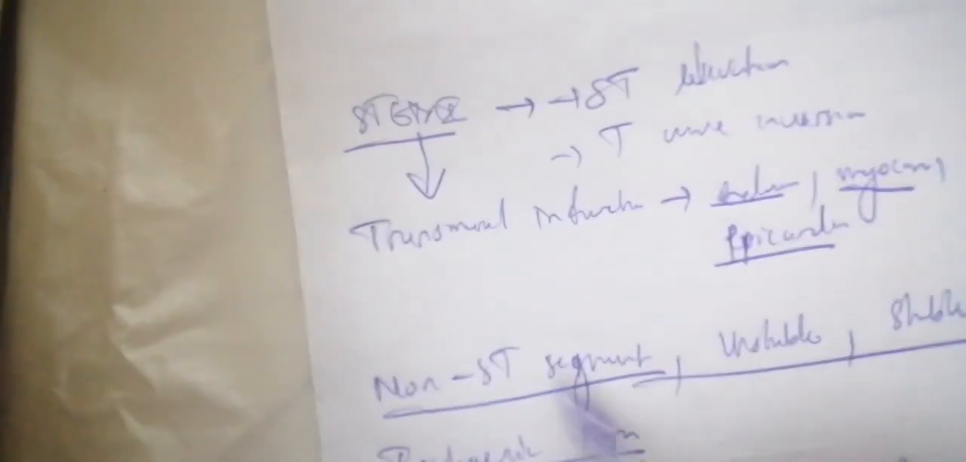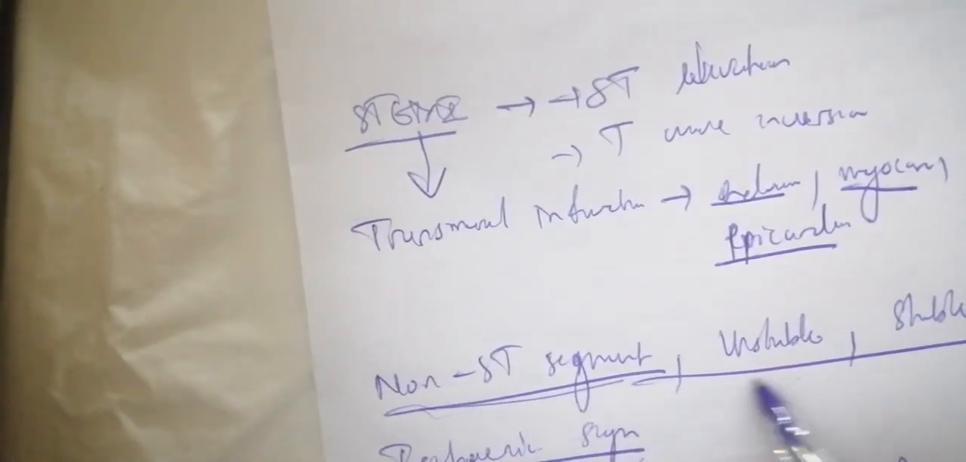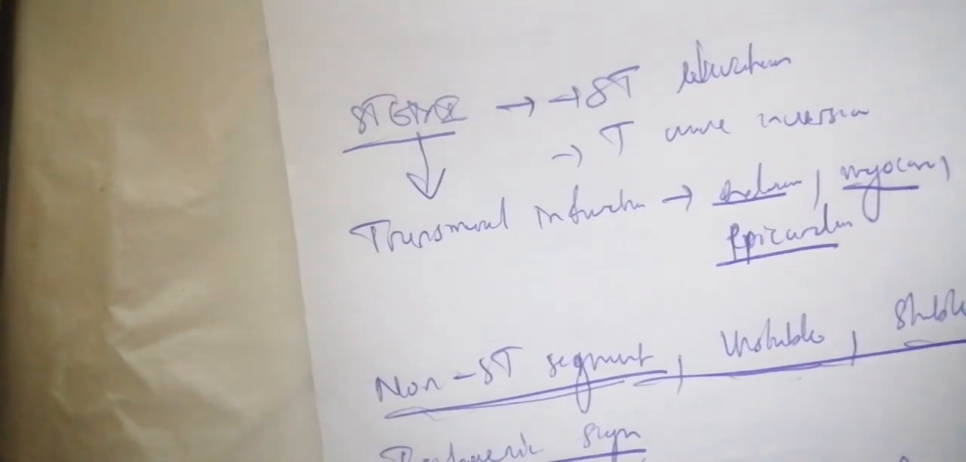Now, the question is: since non-ST segment elevated myocardial infarction, unstable angina, and stable angina all show the same ischemic signs, how do you distinguish them? Now, the first element is to distinguish unstable angina from a non-STEMI.